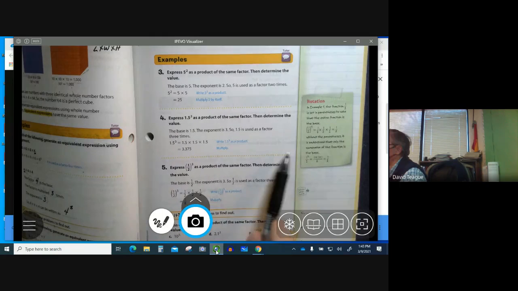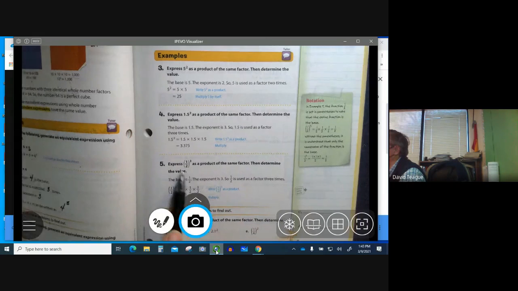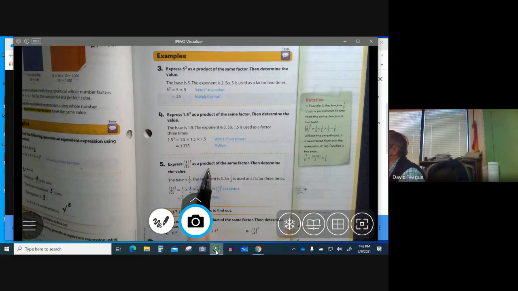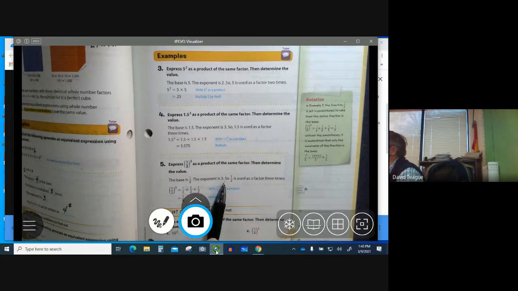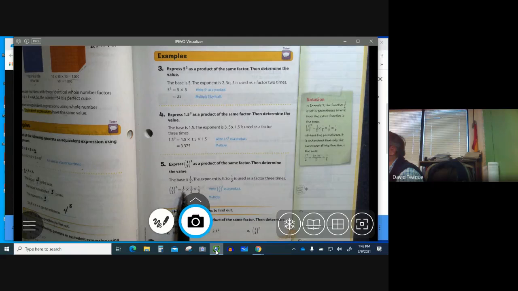Okay. You can also do the same thing with a fraction. So express 1/2 cubed as a product of the same factor, then determine the value. The base is 1/2. The exponent is 3. So 1/2 is used as a factor 3 times. So you can write it as 1/2 cubed is equal to 1/2 times 1/2 times 1/2. And remember, when you multiply fractions, you multiply all the numerators together, and all the denominators. So 1 times 1 times 1 is 1, and 2 times 2 times 2. 2 times 2 is 4, 4 times 2 is 8. Okay?